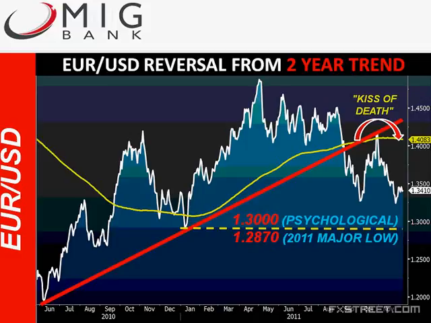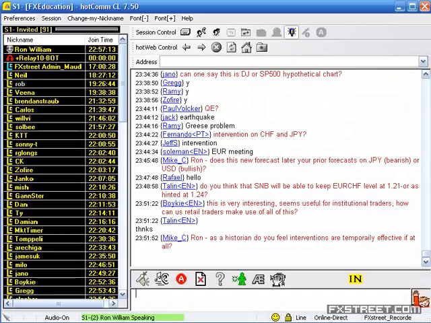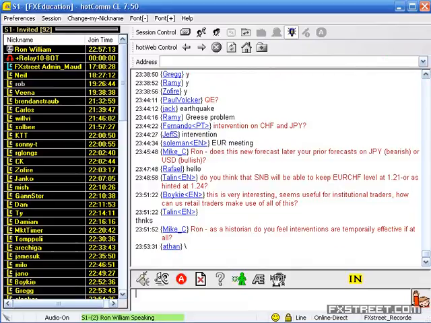But I think in the case of Japan, the intervention might actually work over the next few weeks and months, because there's a structural cycle change in the Japanese yen which will help weaken it, and obviously help the Bank of Japan and Ministry of Finance in their mandate to weaken the currency. Okay, so Eurodollar reversal from this 2-year trend, targeting 1.30, 1.2870 and even lower.